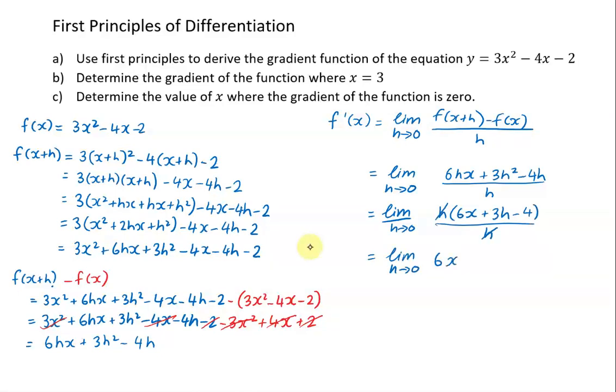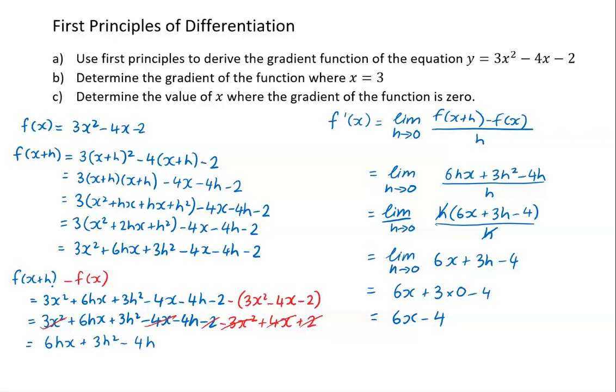So that's 6x plus 3h minus 4. So now we go ahead and evaluate the limit by setting h to 0. So that becomes 6x plus 3 times 0 minus 4, or just 6x minus 4. So we've solved part A. We've derived the gradient function of the equation y equals 3x squared minus 4x minus 2. And that gradient function is 6x minus 4.